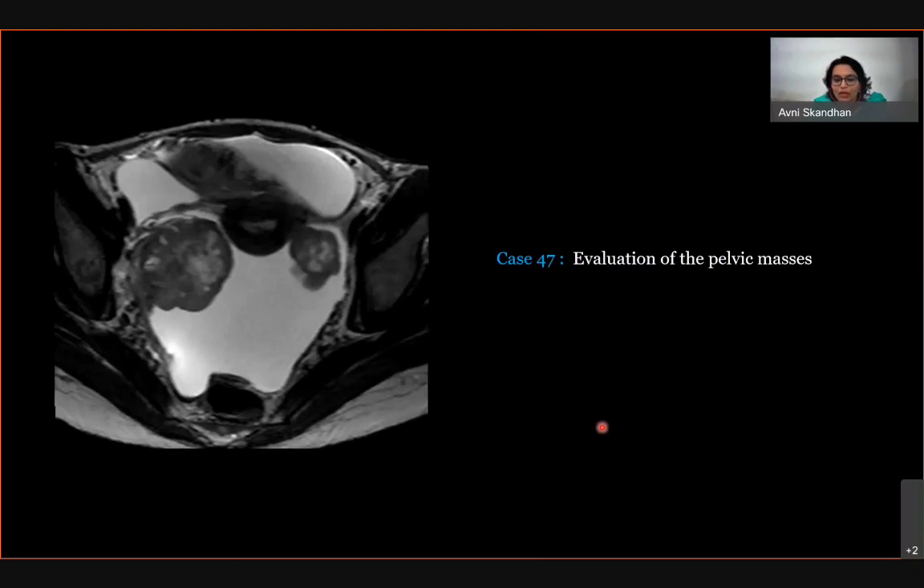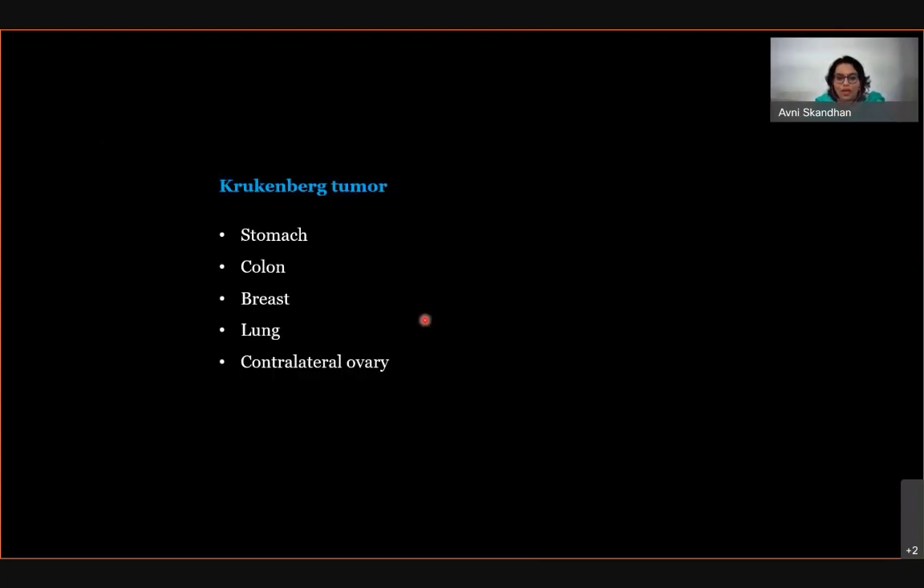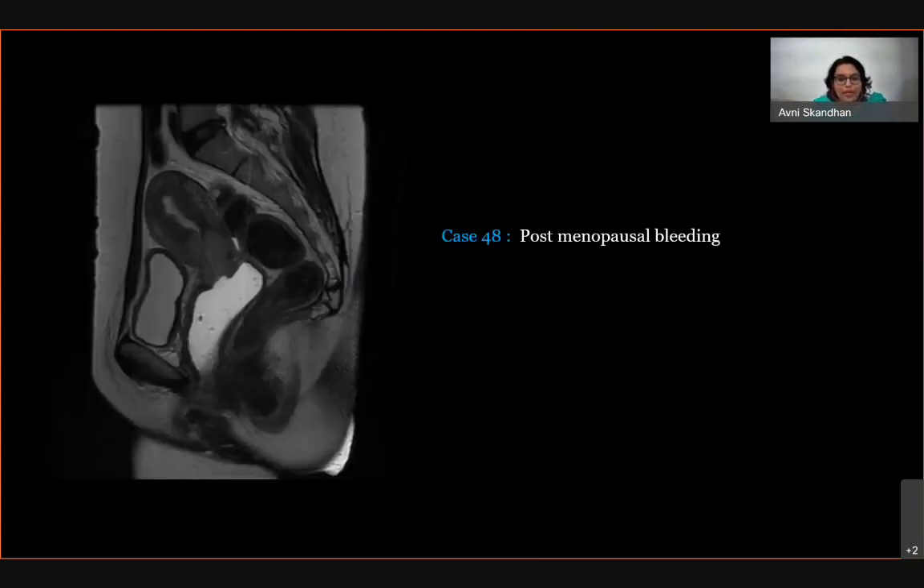This is a patient who was getting evaluated for pelvic mass. This is the uterus. And you're seeing 2 lesions on either side. Mets. Okay. What Mets? Krukenberg. Very good. Solid bilateral ovarian tumors, Krukenberg. Where do you think it will come from? If you're thinking of Krukenberg, what is your primary? You will look for stomach. Stomach, okay. Where else? Stomach is the most common. You can get it from stomach, colon, breast, lung, or the opposite would be here.